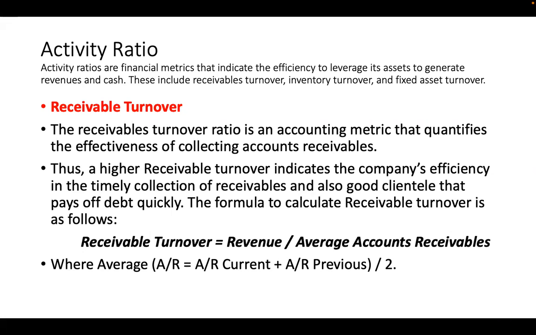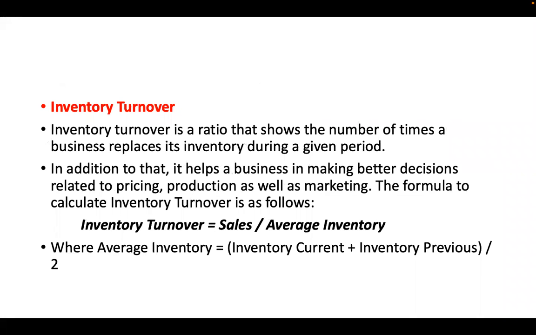So the formula to calculate receivable turnover is as follows. Receivable turnover is equal to the revenue the company is generating divided by average accounts receivable, where average accounts receivable is equal to accounts receivable for the current year plus accounts receivable for the previous year. We have to add both of the accounts receivable, and divide it by 2 in order to get the receivable turnover.